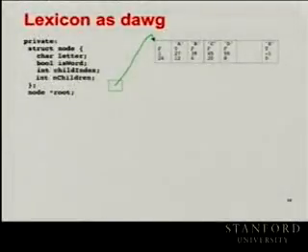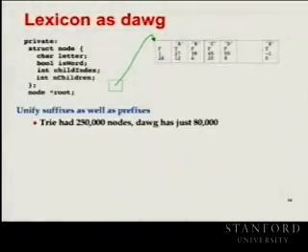And so if I do that, and I build this as a DAWG, I'm still using the same structure definition here. But what I am doing is unifying suffixes as well as prefixes, and that actually is going to change the number of nodes that I need drastically. It goes down to 80,000 from my initial 250,000.